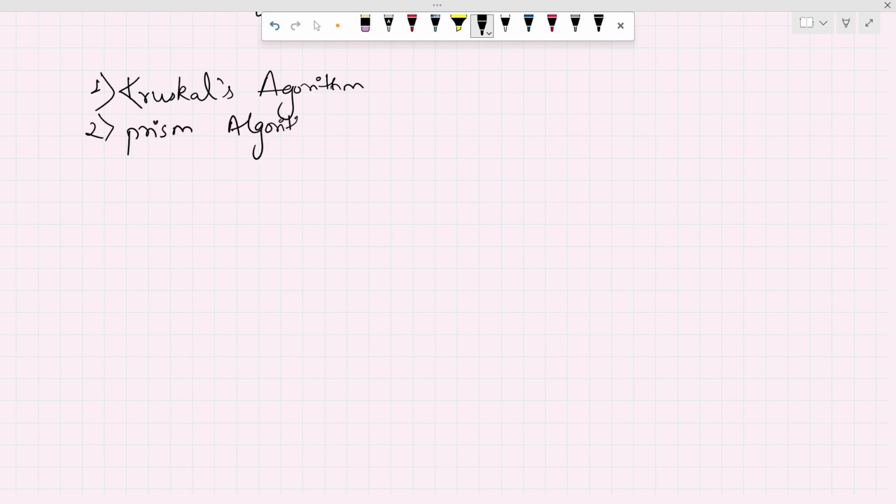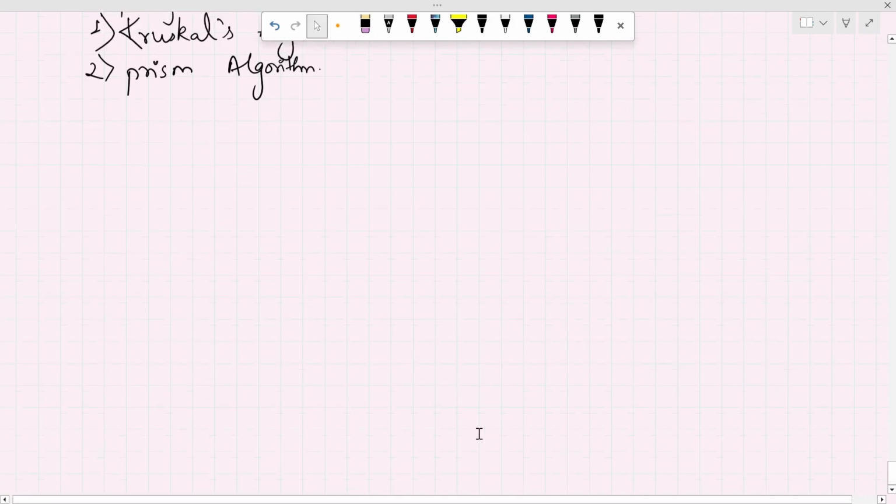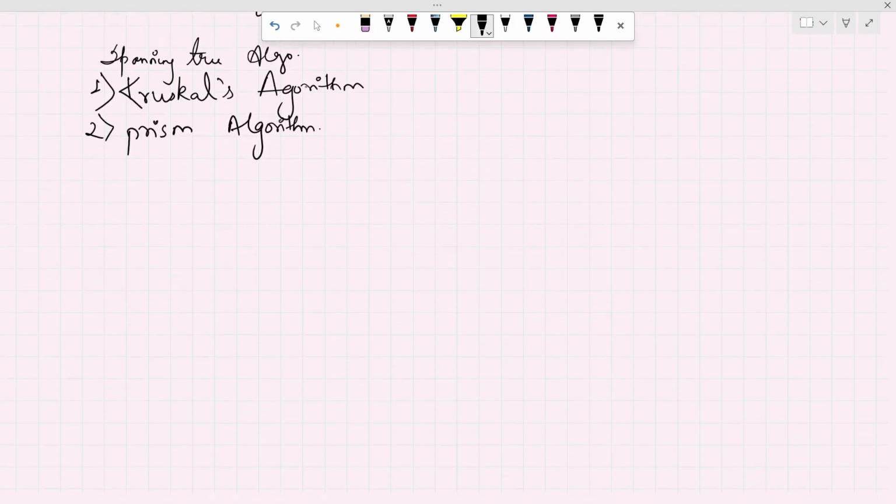Prim algorithm. Okay, so these are the two most important spanning tree algorithms. Now we are understanding about Kruskal algorithm first of all, and then we understand about Prim algorithm.